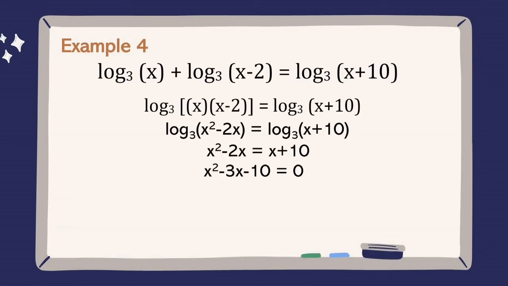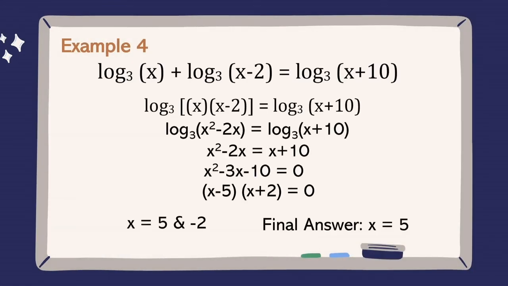For our fourth example, we have logarithm of x to the base of 3 plus logarithm of x minus 2 to the base of 3 equals logarithm of x plus 10 to the base of 3. Start by condensing the log expression on the left into a single logarithm using the product rule.